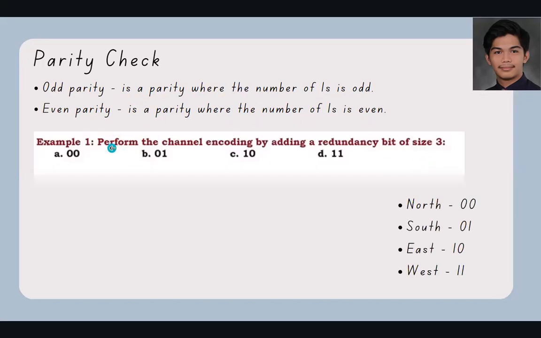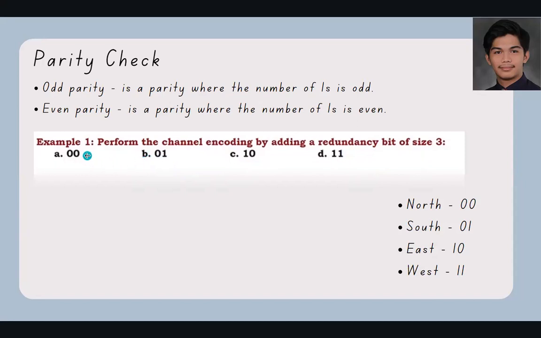Now let's consider the following example. Perform the channel encoding by adding a redundancy bit of size 3. In this case, we are going to use the even parity bit. Now, if you notice, size 3 simply indicates the number of redundancy bits that will be added to these source encoded words, or what we call code words.